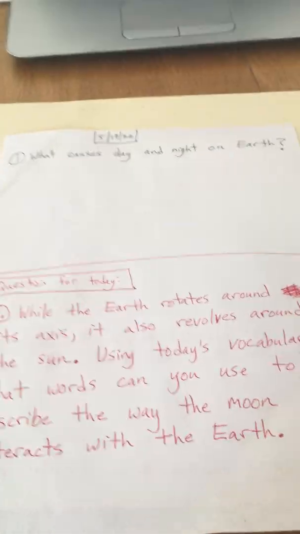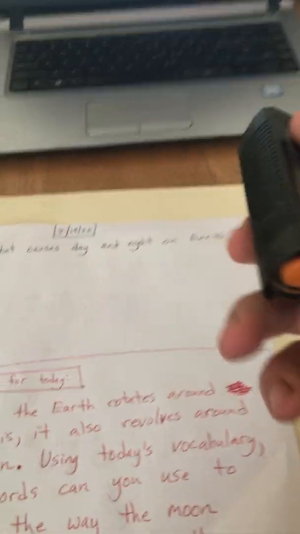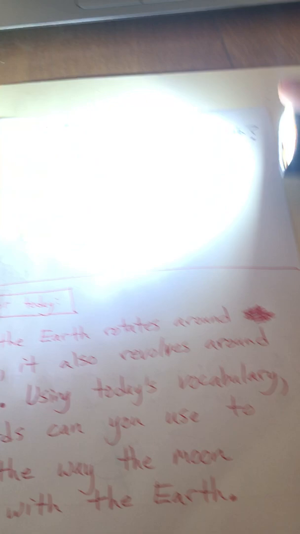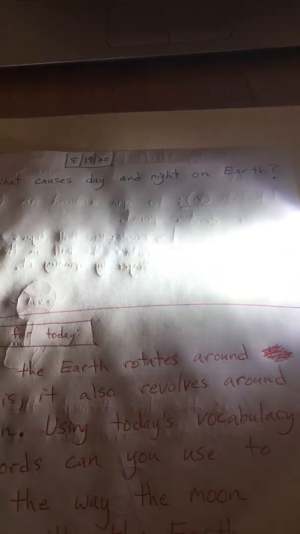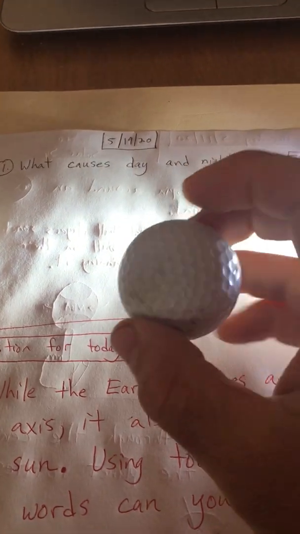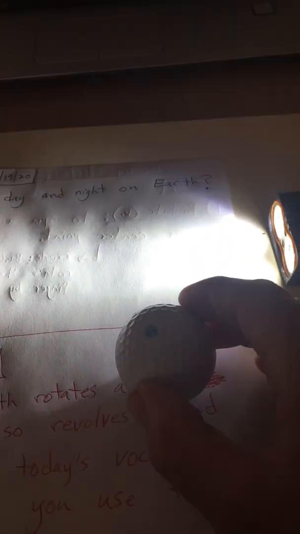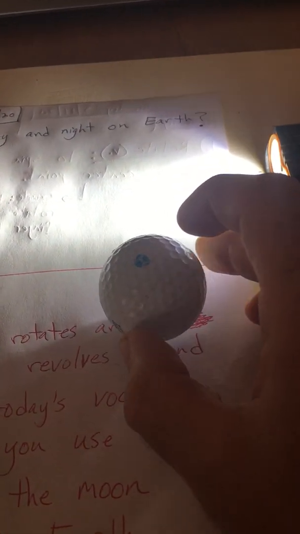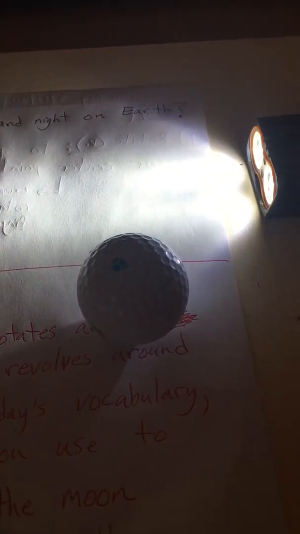Okay, so I'm going to turn on my mountain bike flashlight. That's going to represent the sun. Okay. This golf ball is going to represent the Earth. I just drew a blue spot on it. That is going to represent Holyoke, Massachusetts. That is where we live.